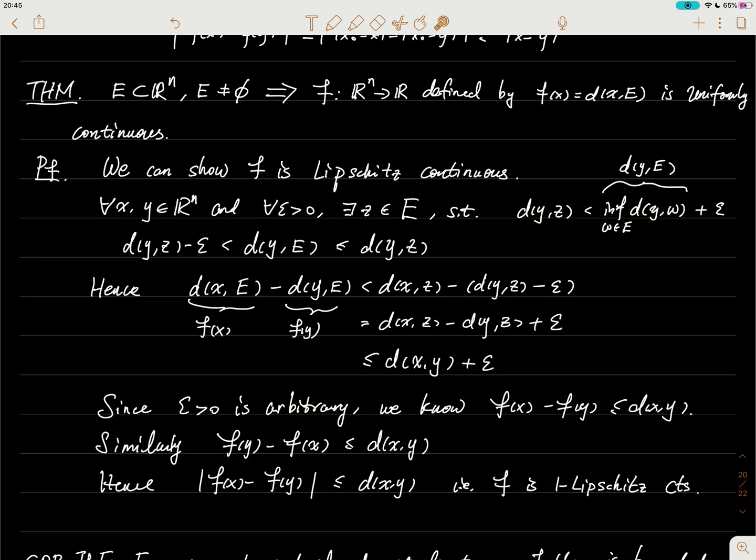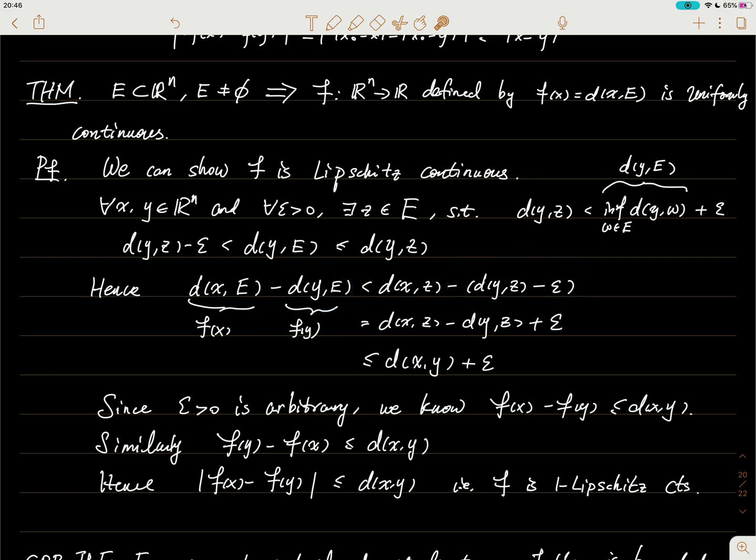So now you can see I take the difference between d(x,E) and d(y,E). So d(x,E) must be less than or equal to d(x,z), because z is one element from E, right? And d(x,E) is the infimum over all those distances. So that's why this is less than or equal to that. And on the other hand, as we showed here, this is bigger than this. So the negative of this will be smaller than or equal to the negative of this, right? So that's why this is bigger than that. When you put the negative here, then the negative of this will be less than or equal to the negative on the right-hand side. Okay, so that's why this is less than that, and this is less than that.